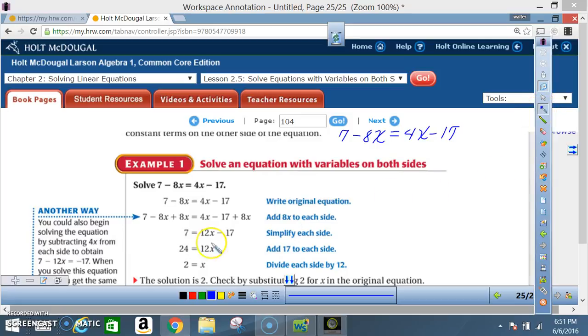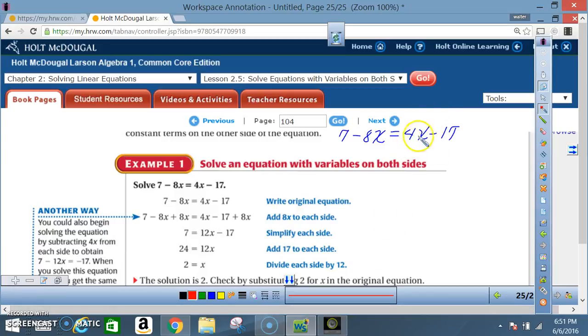All right, so now I'm going to move the 4x first. So I'm going to say this is a positive 4x. I'm going to say a minus 4x here and a minus 4x there. Draw my line. 7 plus 0 is 7. A negative 8x plus a negative 4x would give me a negative 12x. Okay, and then that's going to equal 4x minus 4x. That's going to cancel out. And I'm going to end up with a negative 17.